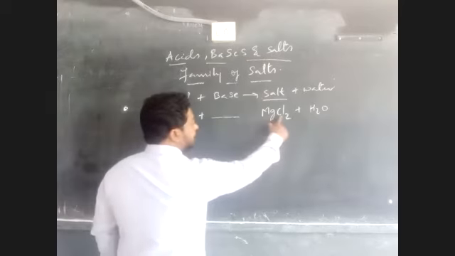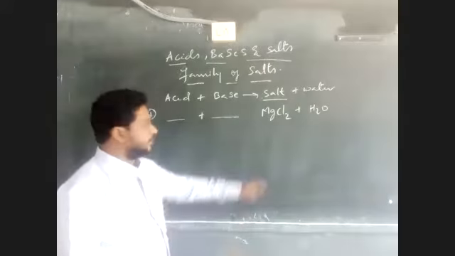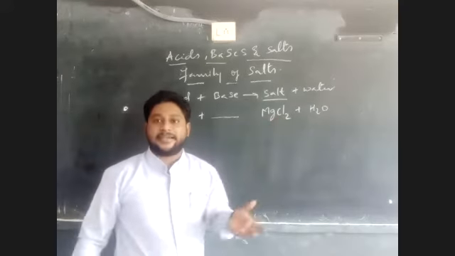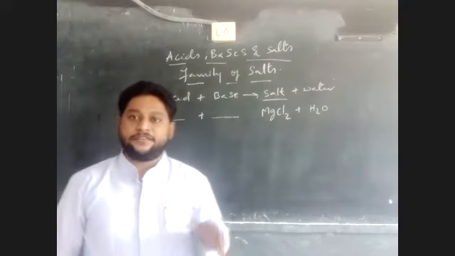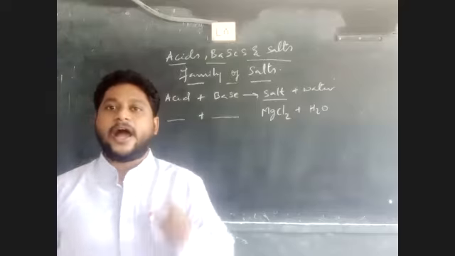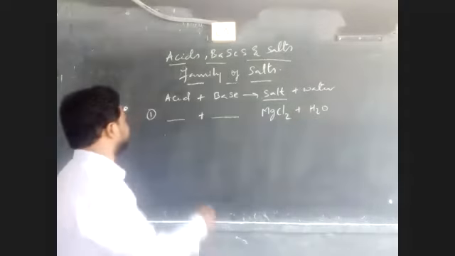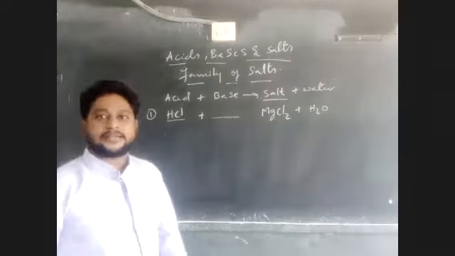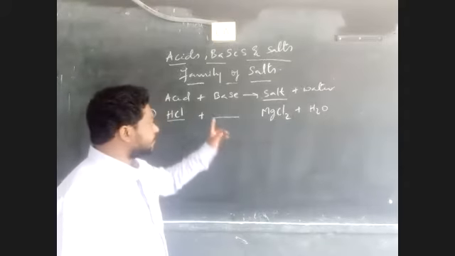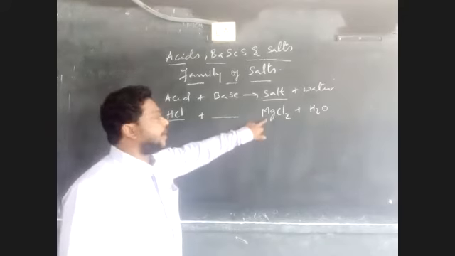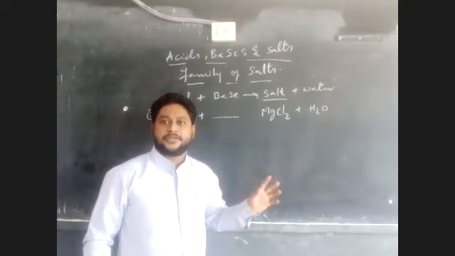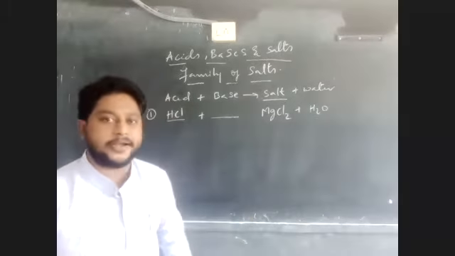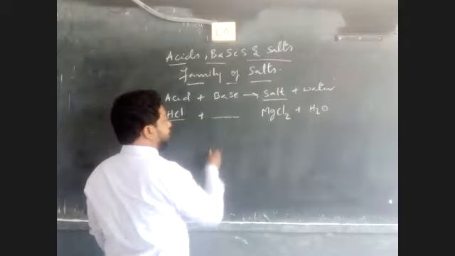Now here you have chlorine. Look at the chlorine. That means in which acid will you find chlorine? Hydrochloric acid, HCl. Okay. Now next, the base. Here you have Mg. That means what? Magnesium hydroxide.